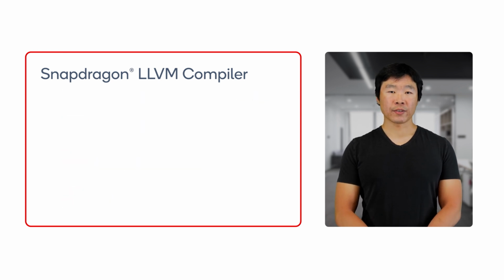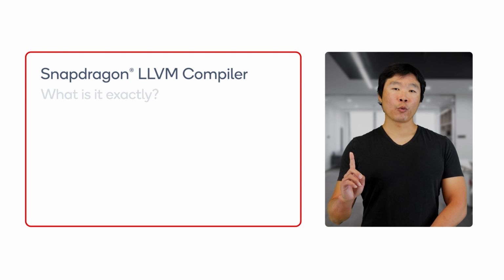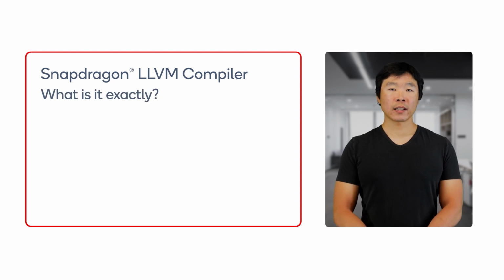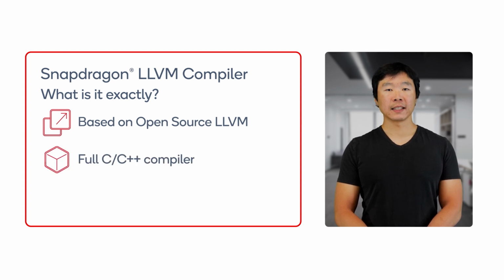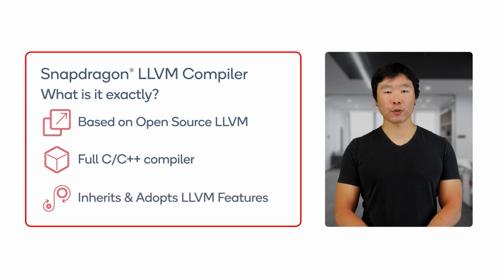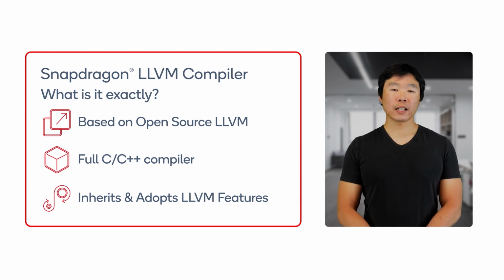You may be asking yourself, what the Snapdragon LLVM is exactly? The Snapdragon LLVM is based on the open-sourced community LLVM and is a full C, C++ compiler. It inherits all the front-end and language syntax of upstream LLVM. Furthermore, it is fully compatible with upstream LLVM on warnings and is supported for pragmas and attributes. Additionally, it adopts all the security features such as sanitizers and code hygiene features from the upstream LLVM.